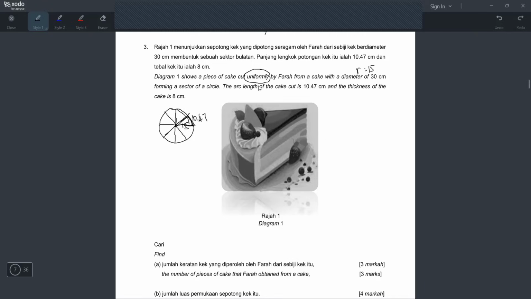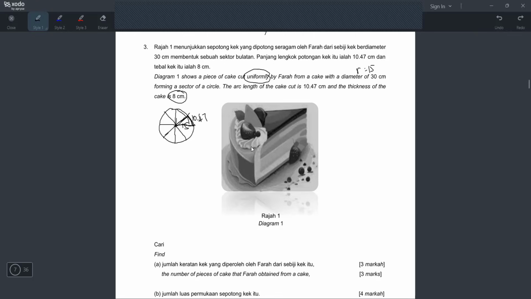And then it says the arc length of the cake cut is 10.47 cm and the thickness of the cake is 8 cm. Oh, where should I label the 8 cm? Okay, we need to understand this. Is cake a 3D shape or a 2D shape? Cake is actually a 3D shape, right? Because your cake is not just one flat surface like that. It's a 3D shape because when you cut it, you will get something like this, right? So that is why if you look at the diagram they draw for you, this is a 3D shape. You see it?